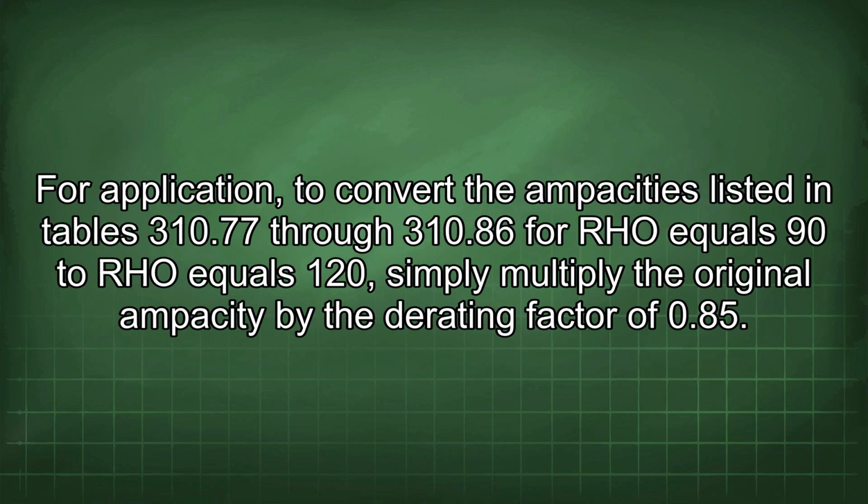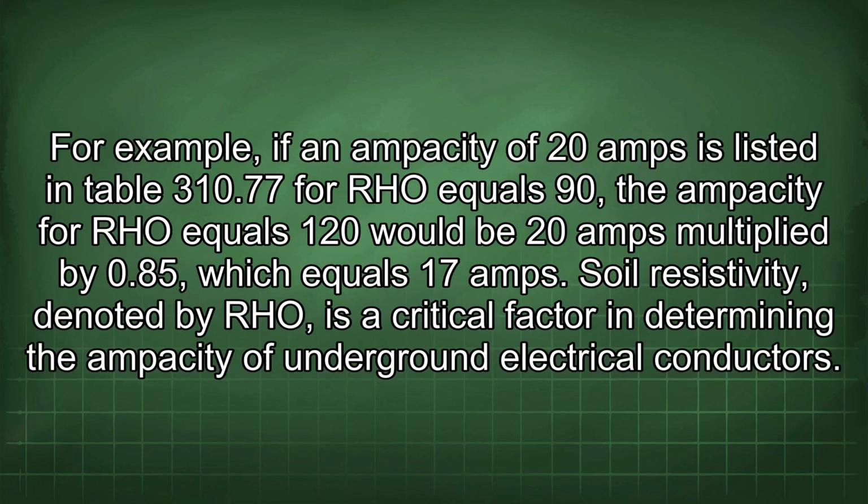For application, to convert the ampacities listed in tables 310.77 through 310.86 for RHO equals 90 to RHO equals 120, simply multiply the original ampacity by the derating factor of 0.85. For example, if an ampacity of 20 amps is listed in table 310.77 for RHO equals 90, the ampacity for RHO equals 120 would be 20 amps multiplied by 0.85, which equals 17 amps.